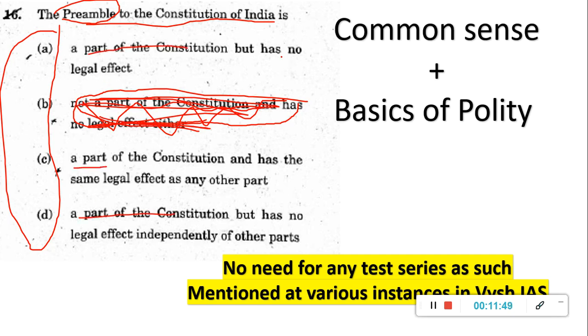Now it is telling has no legal effect. So that is a negative statement. The preamble is referred to, the preamble is always checked by the judiciary and all. So it has certain legal effect, but what is it? We don't know. But no legal effect is a total blind statement. So that also you eliminate.